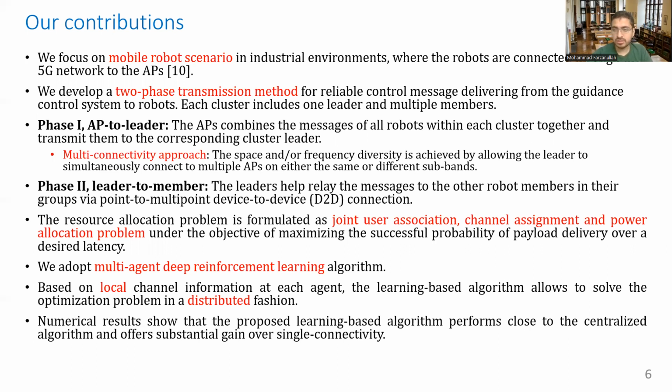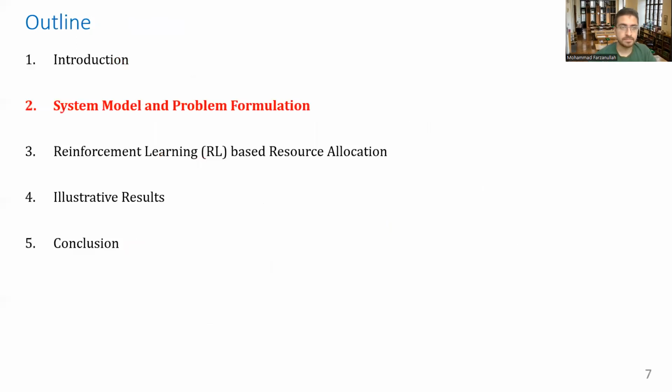While in phase 2, the leader receives control messages from access points and relays these messages to all members via point-to-multipoint or D2D connections. For phase 1, we adopt multi-agent deep reinforcement learning in a distributed manner for joint user association, channel assignment, and power allocation. And our numerical results show that our proposed learning-based algorithm performs close to that of the centralized algorithms and offers substantial gain over single connectivity.